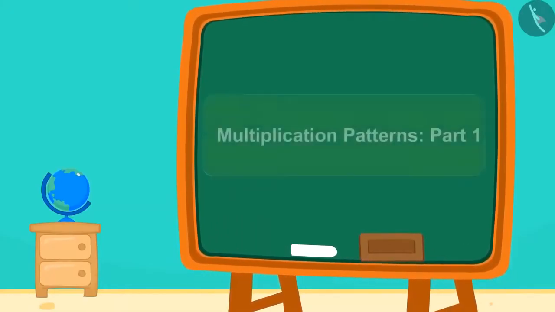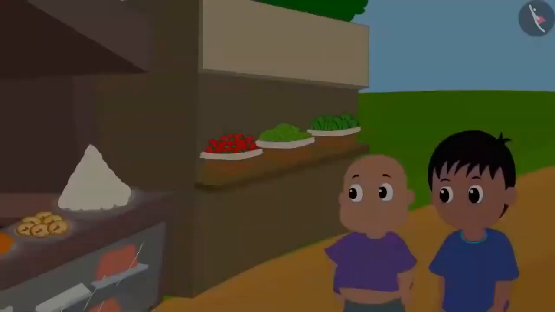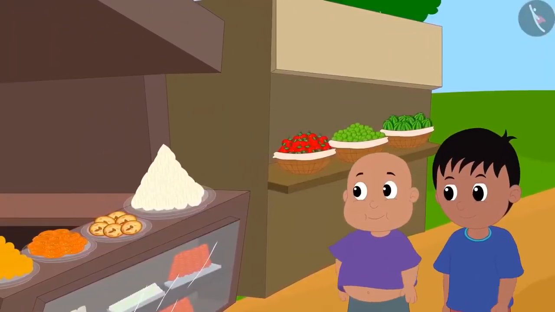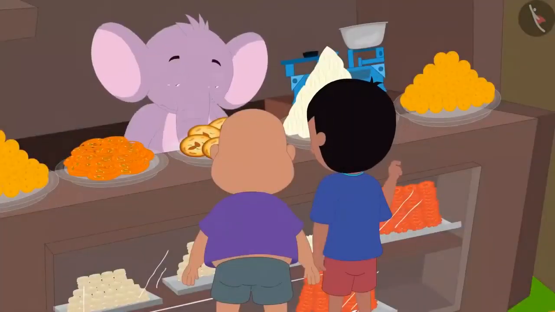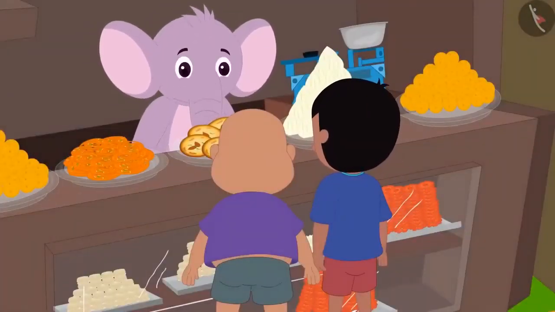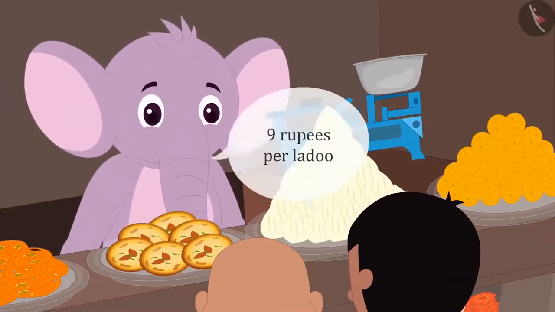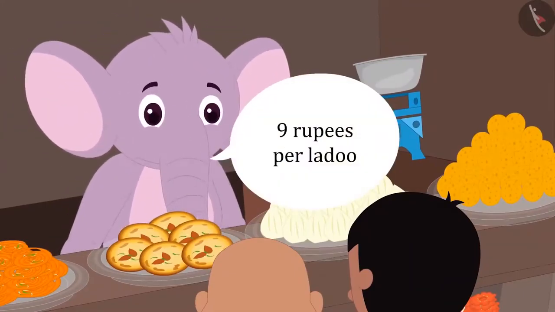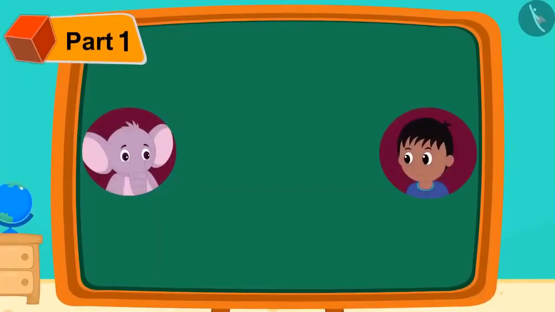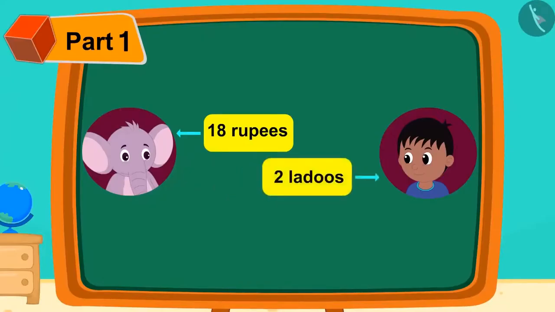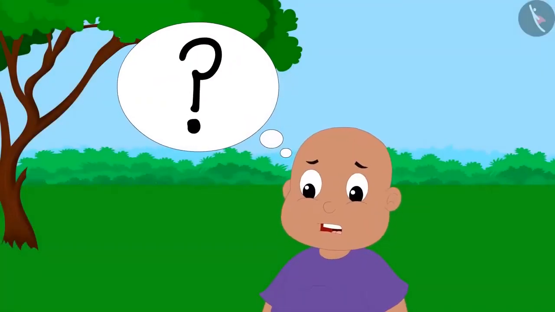In this lesson, we will see some fun patterns of multiplication. Raju and Bablu are roaming in the market. Raju asks Appu the price of laddu. Appu told Raju that the price of laddu is 9 rupees per laddu. Raju quickly gave 18 rupees to Appu and took 2 laddus. Bablu was shocked. How Raju did this multiplication so quickly?